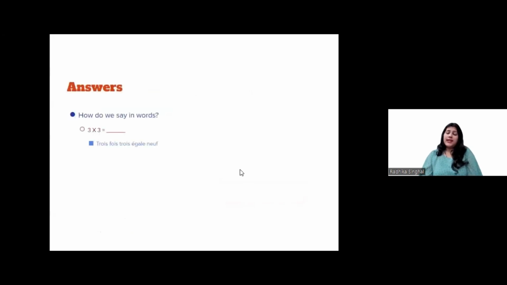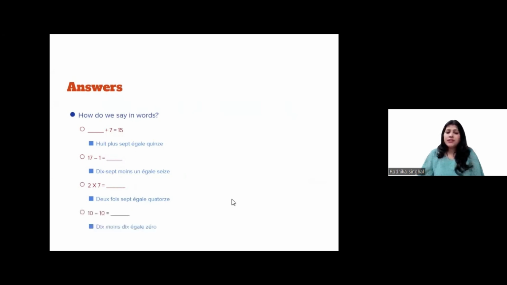3 fois 3 égale 9. This we've already done. 11 plus 8 égale 19. 10 plus 5 égale 15. 20 moins 13 égale 7. 8 plus 7 égale 15. 17 moins 1 égale 16. 2 fois 7 égale 14. Et 10 moins 10 égale 0.